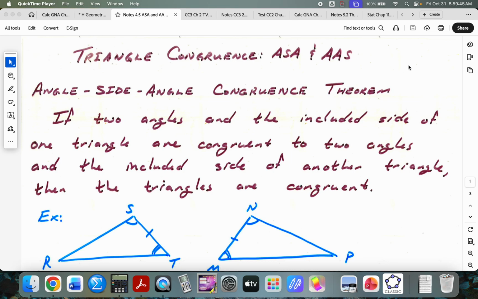Today we're looking at two more shortcuts for proving triangles are congruent to one another. The first one is the angle-side-angle congruence theorem, which says that if two angles and the included side of one triangle are congruent to two angles and the included side of another triangle, then the triangles are congruent.